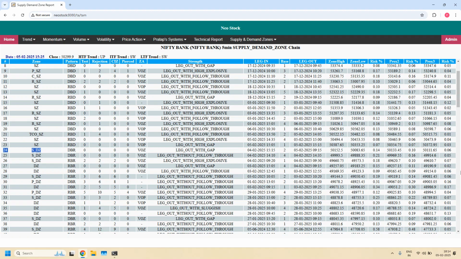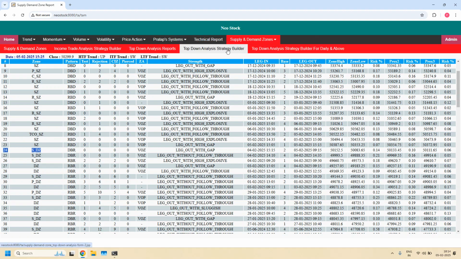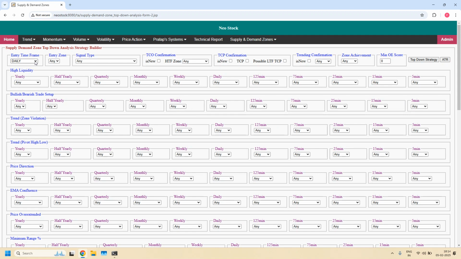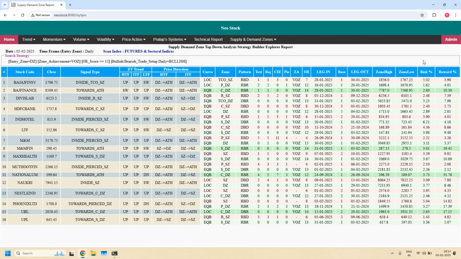Next, we will generate bullish and bearish trade setups for monthly, weekly, daily and hourly income trades. For monthly income trade bullish trade setup, entry time frame is daily, entry zone is demand zone. In bullish or bearish trade setup at entry time frame daily, I am selecting bullish. And the two filters, zone achievement, violated opposing zone, minimum odd enhances score 12. Let's filter. We got 16 stocks. Currently these 16 stocks are supporting bullish trade setup for monthly income trade, and entry time frame zones are daily demand zones.